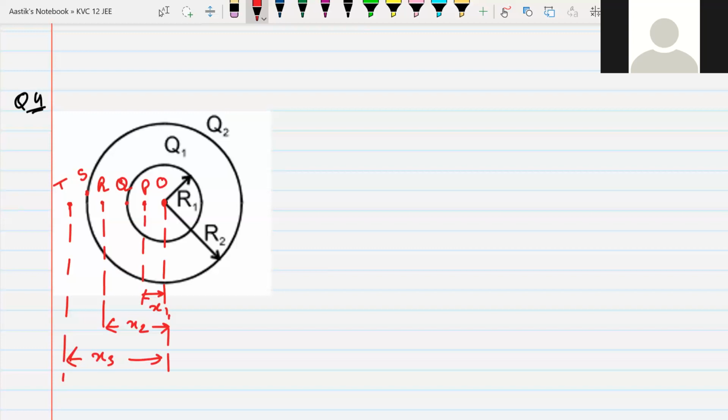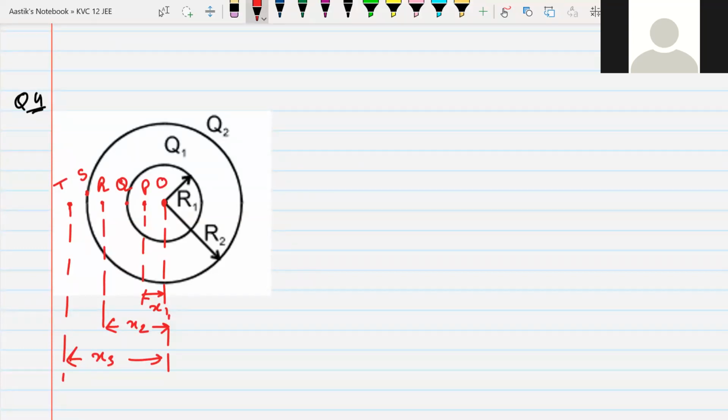Remember, you just have to remember. Q1 plus Q2 by R2 square, sir. That is correct. Everyone got the answer? Everyone in the class? At T, K(Q1 plus Q2) by X3 square, sir. Correct.